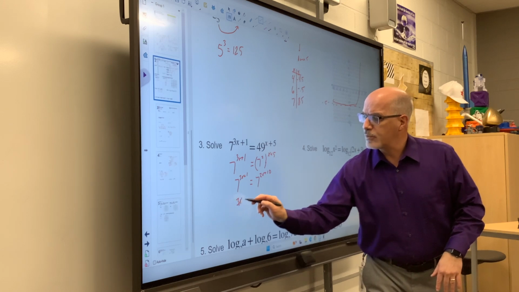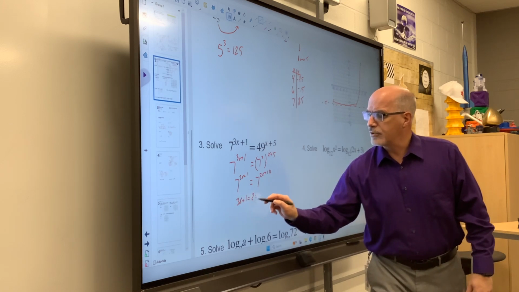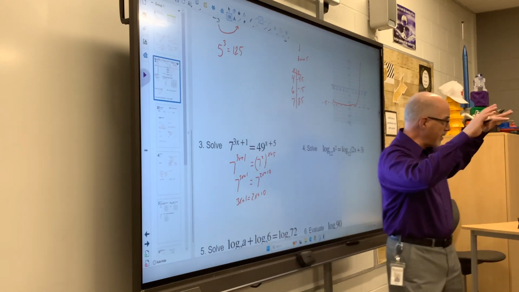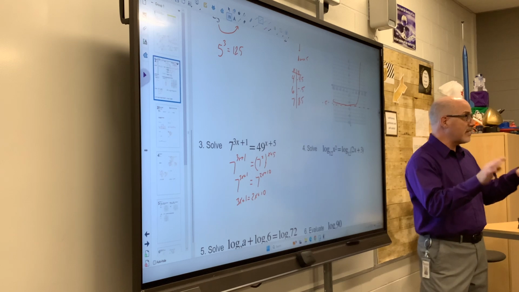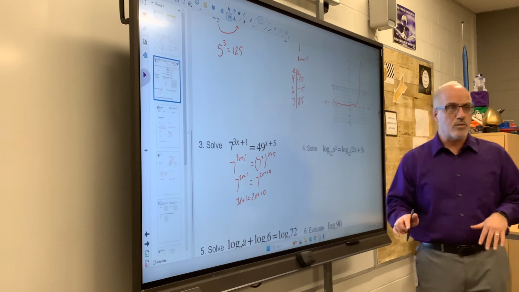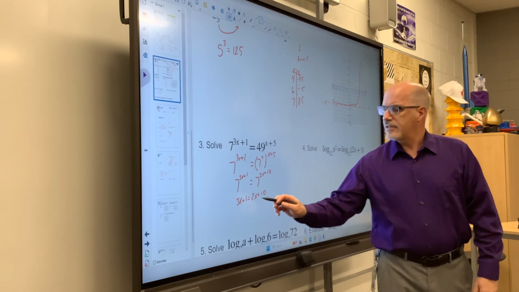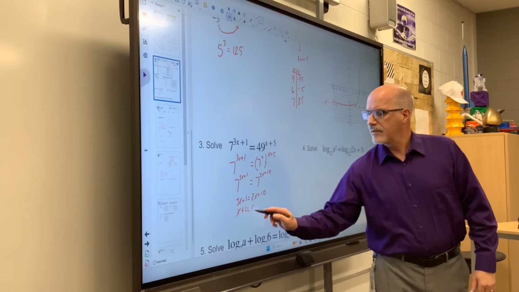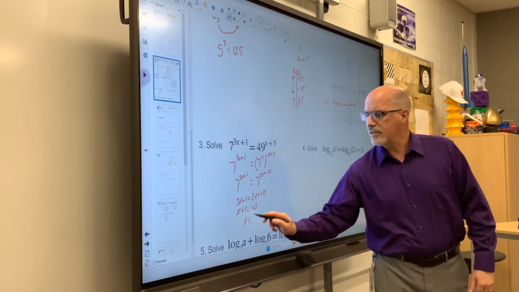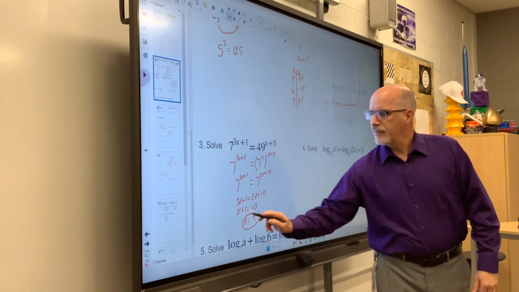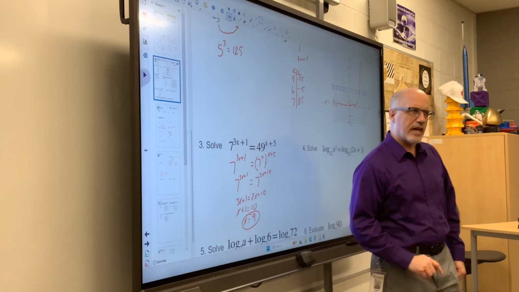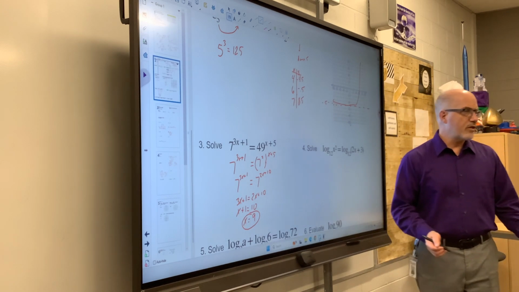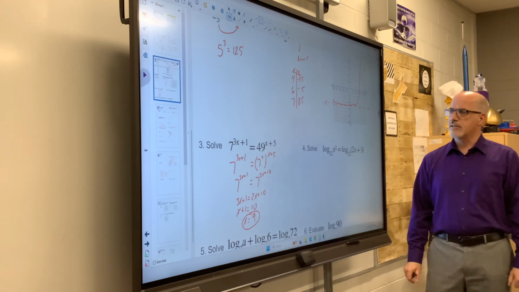So 3x plus 1 is going to just equal 2x plus 10. That becomes a doable problem. Once you get rid of the bases by getting them to be the same, set the exponents equal. I'm going to go ahead and subtract 2x from both sides. I'm going to subtract 1 and I get x equal to 9. These problems you do not have to check unless you just aren't sure that you did it right, okay? You're not doing anything that will create extraneous solutions.